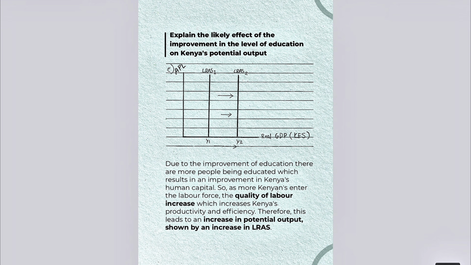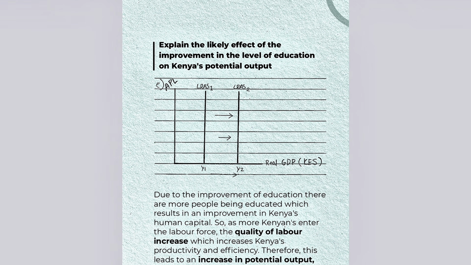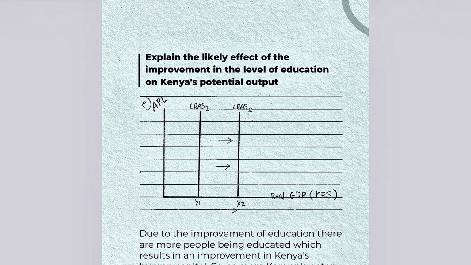Explain the likely effect of the improvement in the level of education on Kenya's potential output. This one we have done before. I wanted to show you this one as the diagram labels are less detailed compared to the other three examples. As you can see, on the y-axis, there's APL, which stands for average price levels. And this type of labeling is perfectly acceptable. So there is the correct labeling and the correct shift, 2 marks for the diagram.